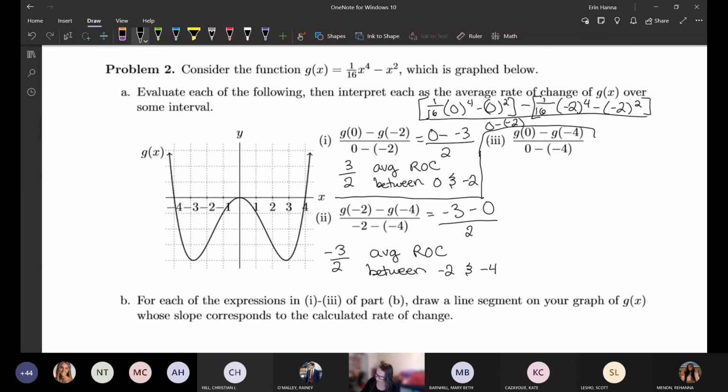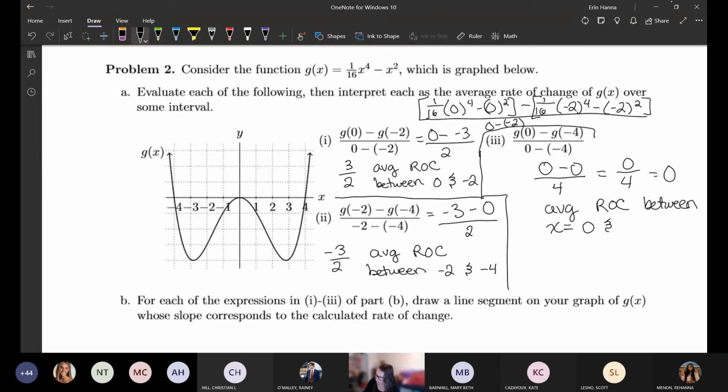And then for our last one over here, we have g of 0, which we technically already found when we were finding the first one. g of 0 turned out to be 0. And g of -4 also turned out to be 0. So we'd have 0 over 4, which is, of course, 0. And this is representing the average rate of change between x equals 0 and x equals -4. You could have said average rate of change between 0 and -4. Same deal.